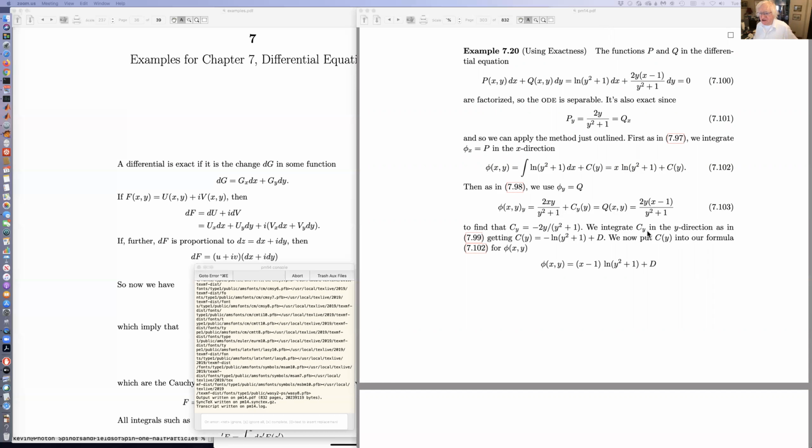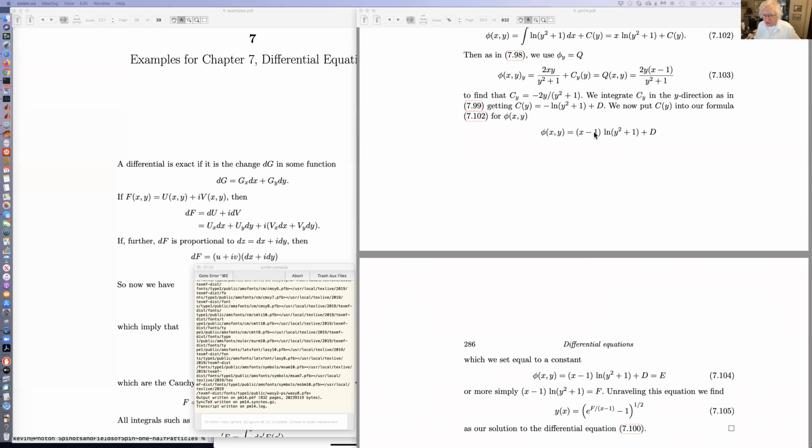Then we integrate c in the y direction and get c of y equal to minus log of y squared plus 1 plus d. Now that we've got c of y, we can go back to this equation and substitute for c. Then we get that phi is equal to x minus 1 times log of y squared plus 1 plus d.